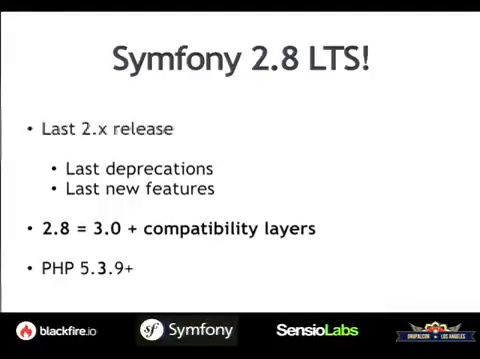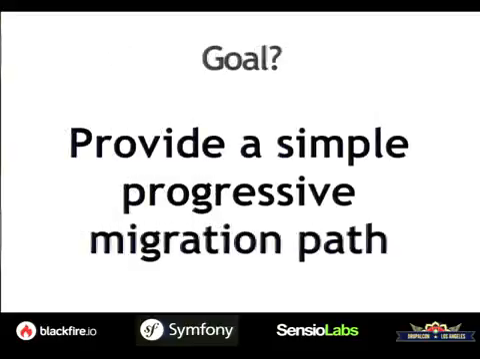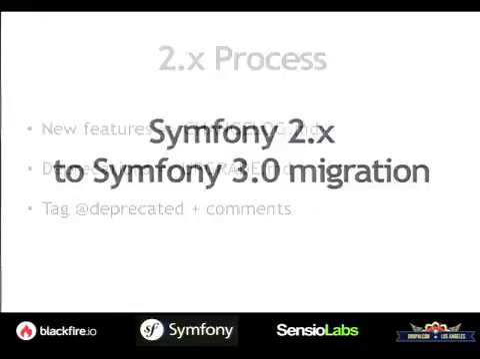So 2.8 and 3.0 are going to be released at the end of November this year. Same feature set. Big difference. 3.0 will have all the compatibility layer removed. So 2.8 is 3.0 plus the compatibility layers. Okay, so now we want to provide a very simple path of migration from 2.8 to 3.0. So how can we do that?